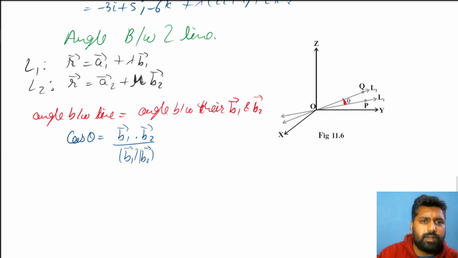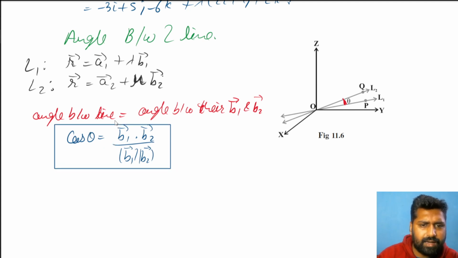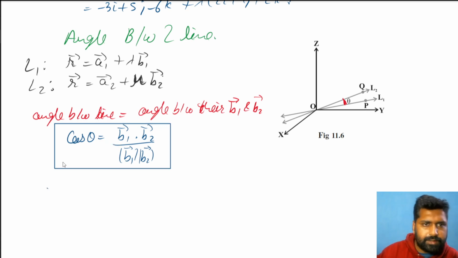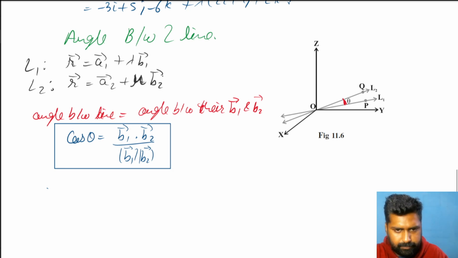Now you don't have to remember this as a separate formula. You only need to remember this line: the angle between lines is the angle between their B vectors. And how do we calculate the angle between two vectors? You already studied that in vectors. Cos theta is equal to the dot product divided by their magnitudes.